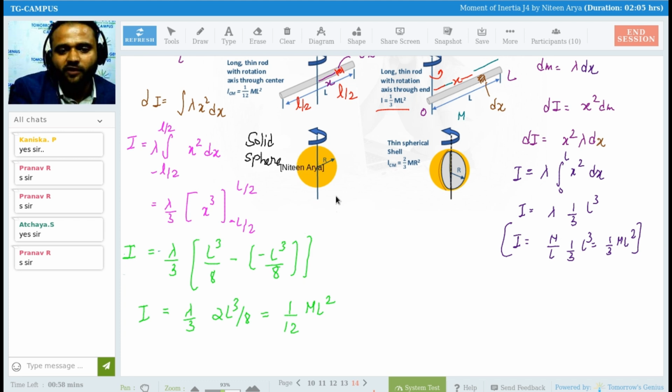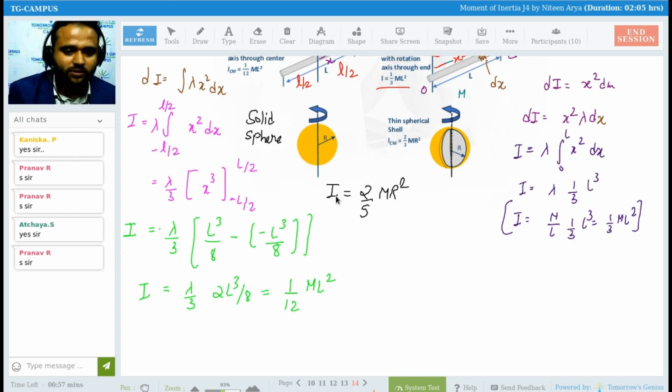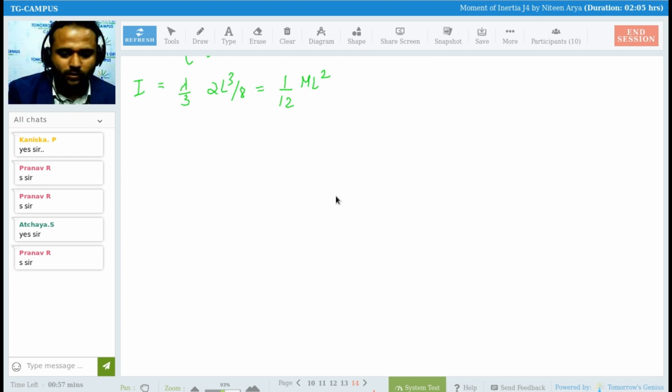For a solid sphere we have moment of inertia I equals 2 by 5 m r square. If you want to see how we can find it, I can teach you in chapter assessment, you can let me know. But we are going to discuss this also. Is this clear everyone? So just a minute and you can get to know how we can do that.